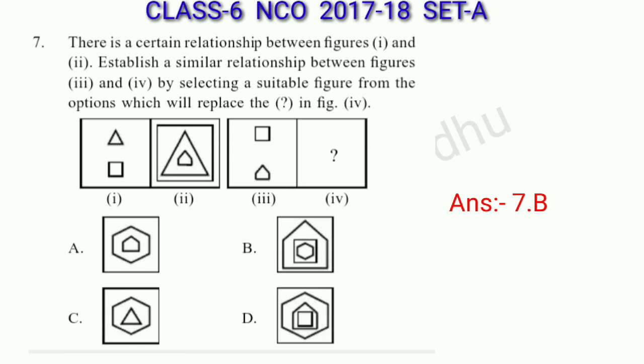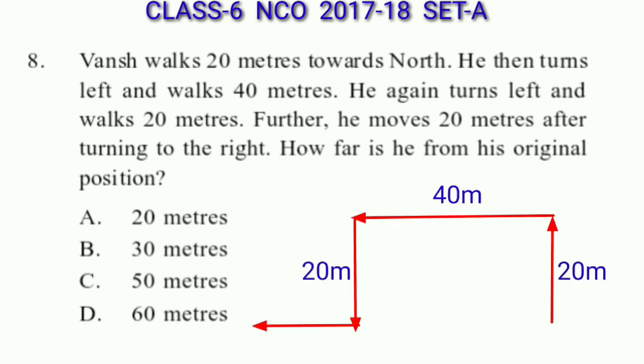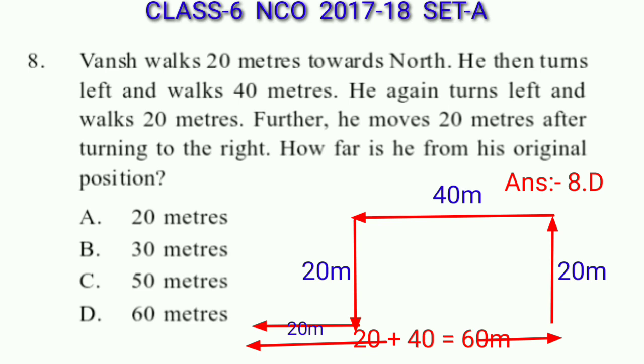Question number 8. Bond walks 20 meters towards north. He then turns left and walks 40 meters. He again turns left and walks 20 meters. Further, he moves 20 meters after turning to the right. How far is he from his original position? I have drawn the figure here. Look at the figure. So the answer will be option D, 20 meter plus 40 meter, which is 60 meter.